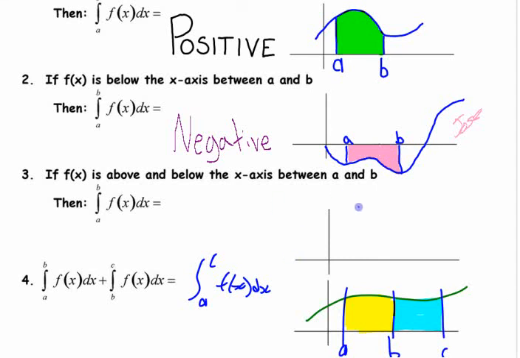And then the only other one here is if it's above and below, right? It's the net area, right? Where things above count as positive, right? That's positive. And this stuff down below here is negative.